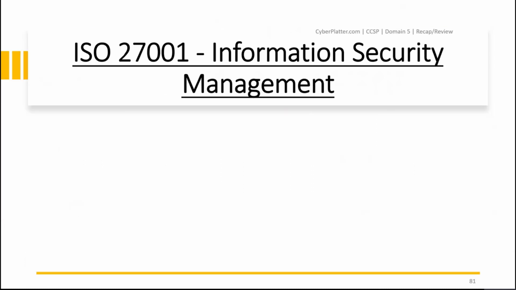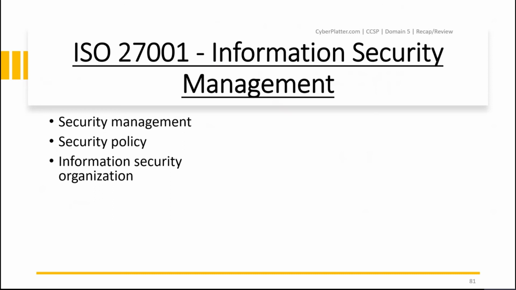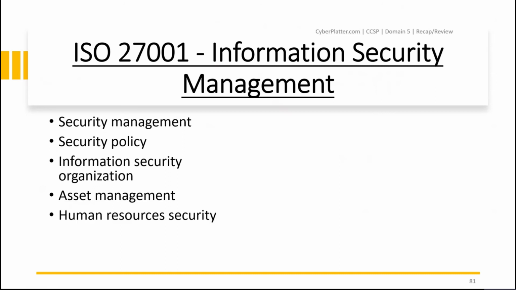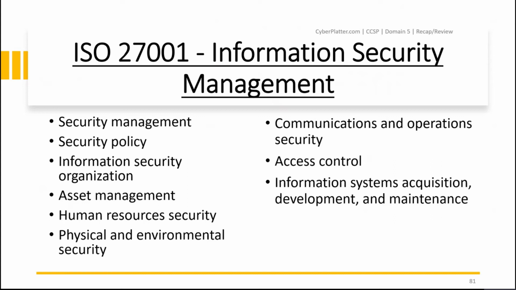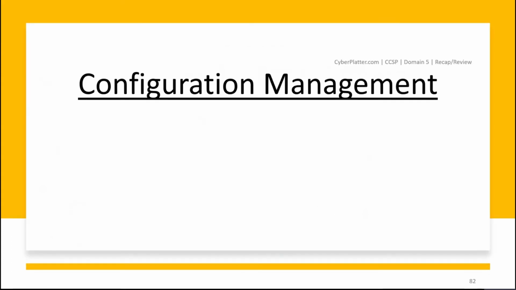ISO 27001 Information Security Management: Security Policy, Information Security Organization, Asset Management, Human Resources Security, Physical and Environmental Security, Communications and Operation Security, Access Control, Information Systems Acquisition, Development and Maintenance, Provider and Customer Responsibilities.